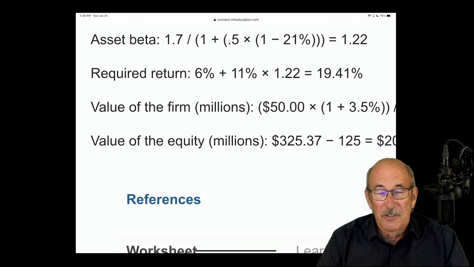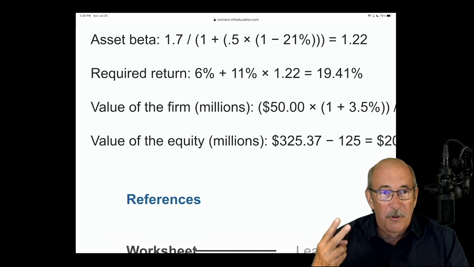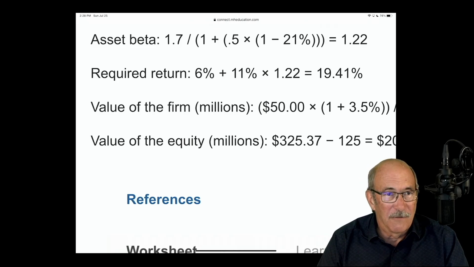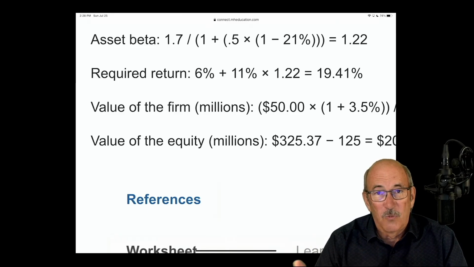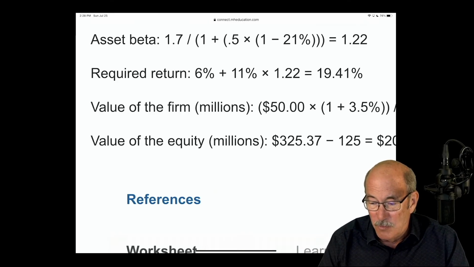Same sort of thing here. Just be very careful and look carefully at which return you're given, whether it's the market risk premium or the return on the market. If it's the latter, always subtract off the risk-free rate first and then multiply by the appropriate beta. In this case, that's 1.22. We get a K of 19.41%.